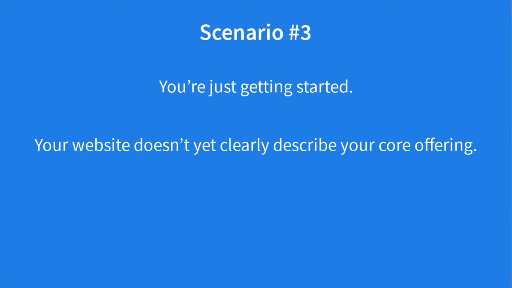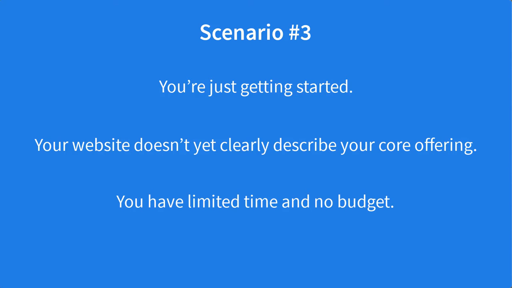Okay, scenario 3. You're just getting started. Your website doesn't yet clearly describe your core offering. You have limited time and no budget. In this situation, where you feel forced to choose between starting a blog and creating product-specific landing pages on your main website, start by optimizing and maximizing your landing page product copy. But as soon as you've taken care of that, start focusing on your blog articles.